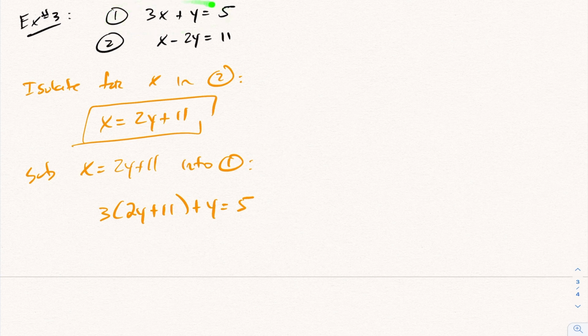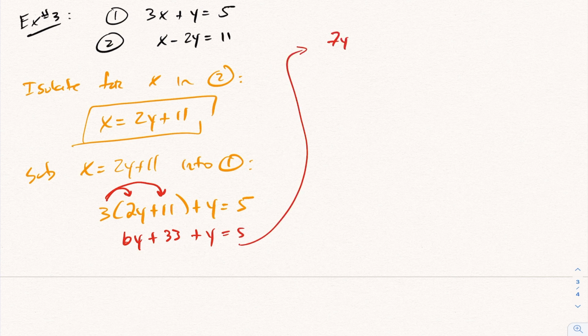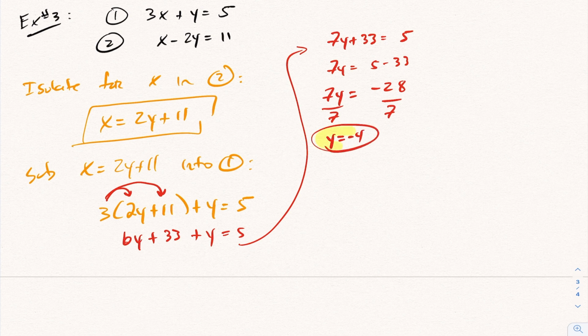So if you take a look at my equation 1, get rid of that x, change it to a 2y plus 11. Go ahead and do my distribution. I get 6y plus 33 plus y is 5, in which case here we get 7y plus 33 is 5. Subtract 33 on both sides. You get 7y equals 5 minus 33 is negative 28. Divide by 7, and we get y equals negative 4. So my y value comes out to be negative 4.